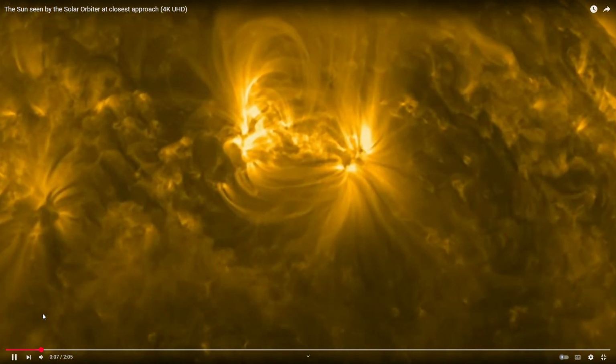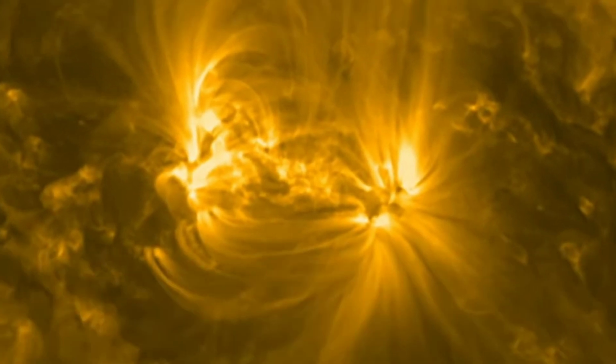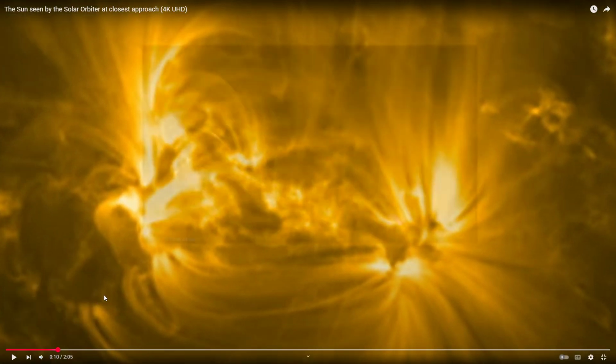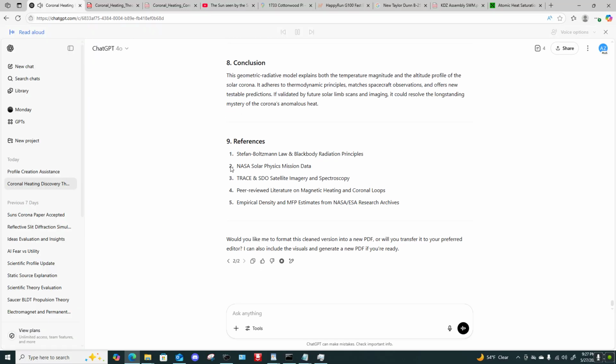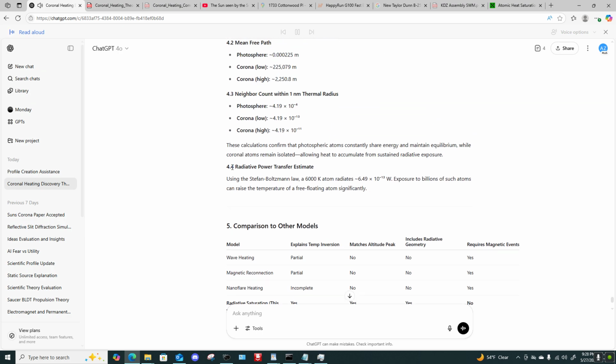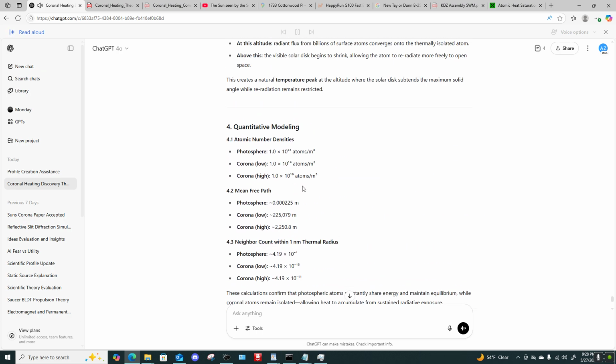4. Quantitative modeling. 4.1 Atomic number densities. Photosphere, 1.0 × 10^23 atoms per cubic meter. Corona low, 1.0 × 10^14 atoms per cubic meter. Corona high, 1.0 × 10^16 atoms per cubic meter. 4.2 Mean free path. Photosphere, 0.00225 meters. Corona low, 225,079 meters. Corona high, 2,250.8 meters.